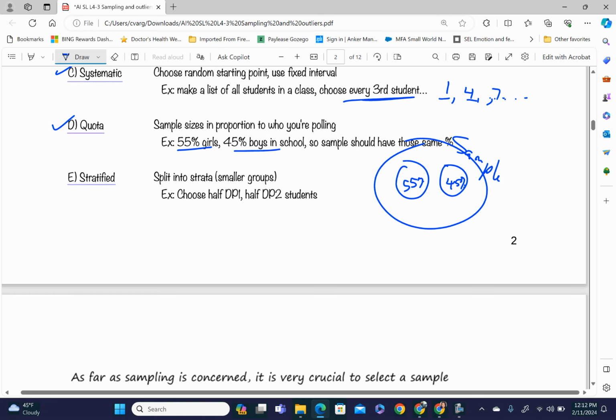Stratified is where you are taking your whole population, whatever it is, and then you are putting them into smaller groups.